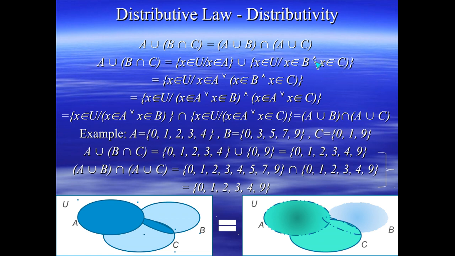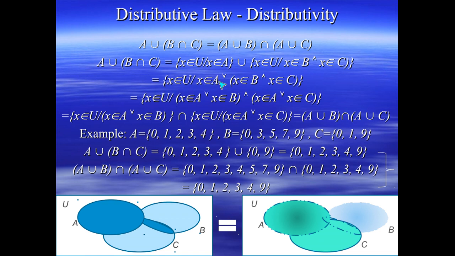So we obtain X is an element of U such that X is an element of B and X is an element of C. And when we put this X is an element of A into the parentheses, union is transformed to OR. So what I obtain is X is an element of U such that X is an element of A OR, in parentheses, X is an element of B and X is an element of C. And when I distribute this OR in these? Yes, I can. Why? Because OR means X is an element of A is accepted. X is an element of B and X is an element of C, one of these common elements is accepted or both are accepted.